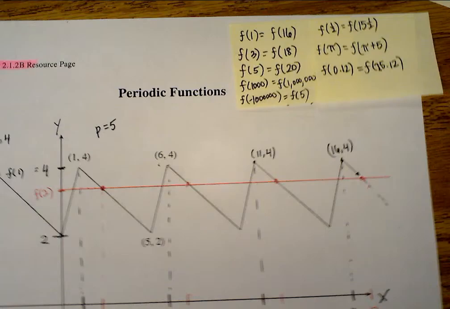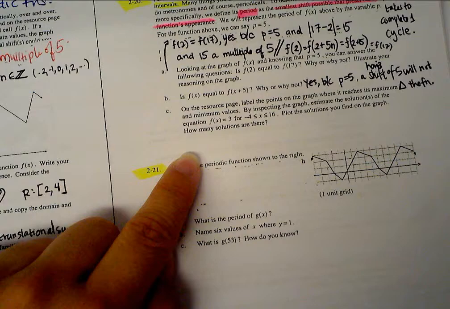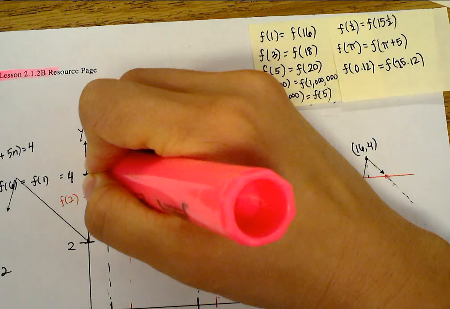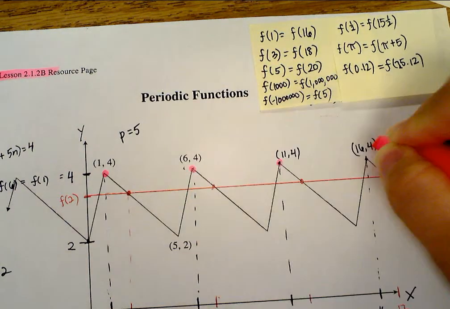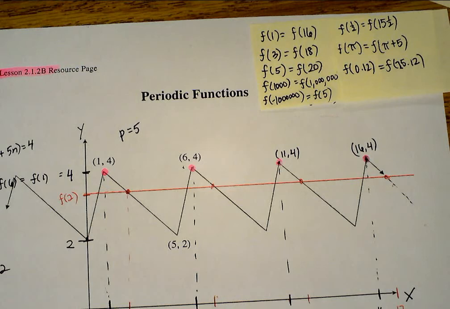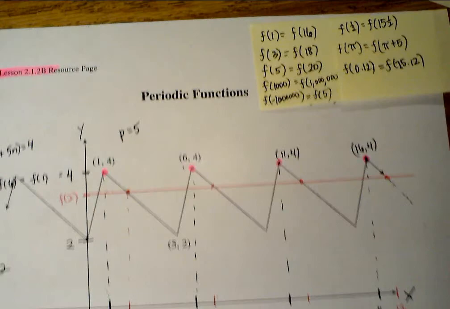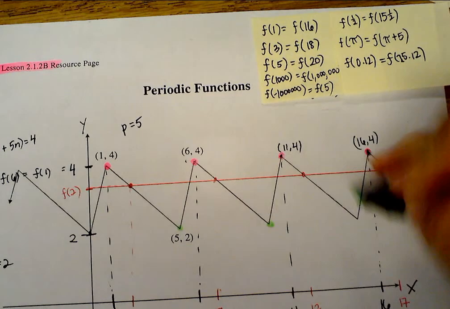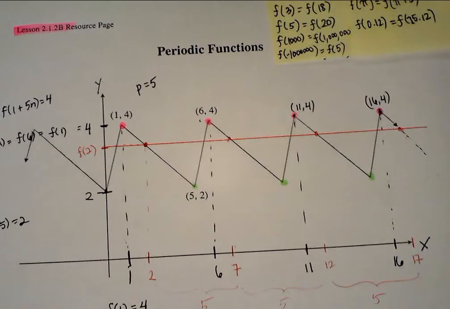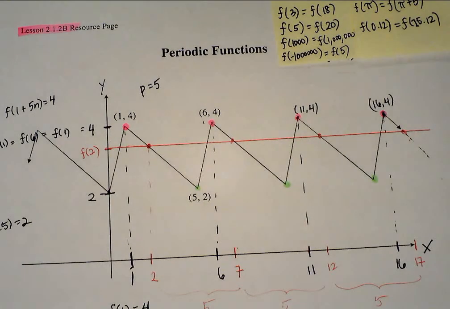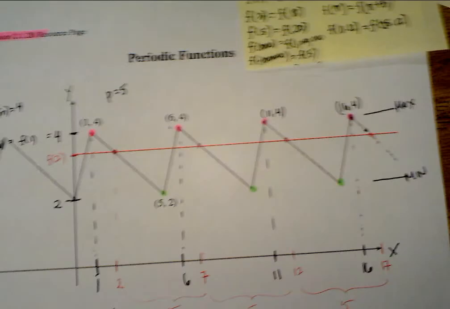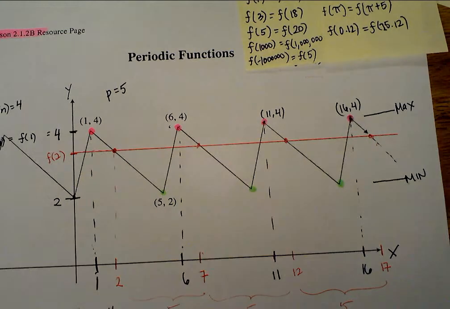C, on the resource page, label the points in the graph where it reaches its maximum and minimum values. Okay, so I'm going to just take a pink. We're going to do Christmas lights here. Maximum, maximum, maximum, maximum. The minimum was what? 2. Let's get colorful. Minimum, minimum, minimum. So we have max and min. All right. By inspecting the graph.